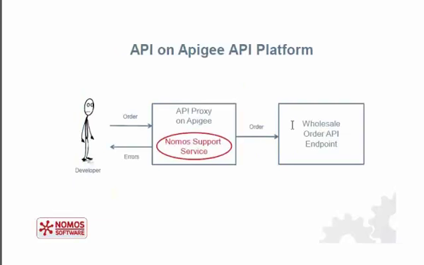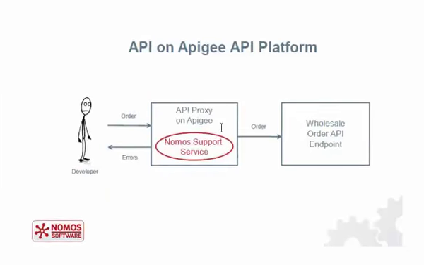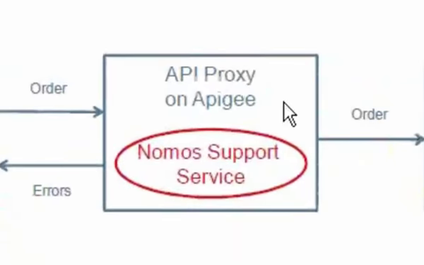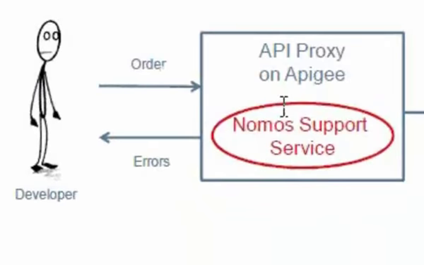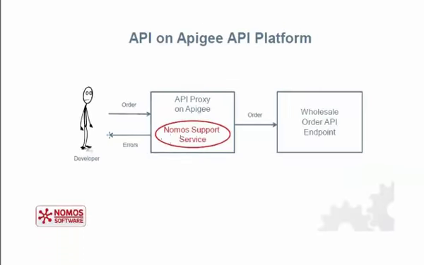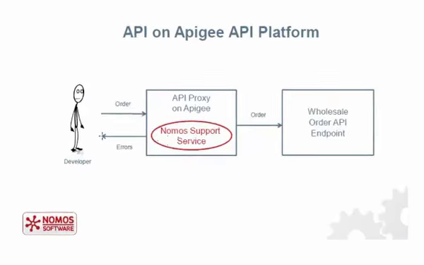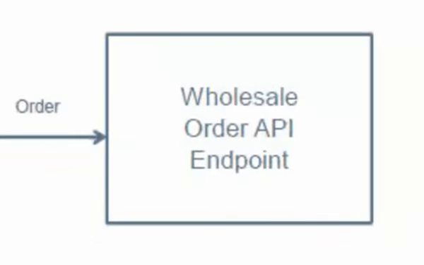Apigee provides an API platform where you can host proxies for your API. There's a proxy for the wholesale order API on Apigee. The developer sends a request to the API proxy. We have built a service that checks everything in the manual and returns error information when problems are detected. If the JSON request is OK, the order is sent on to the API endpoint.